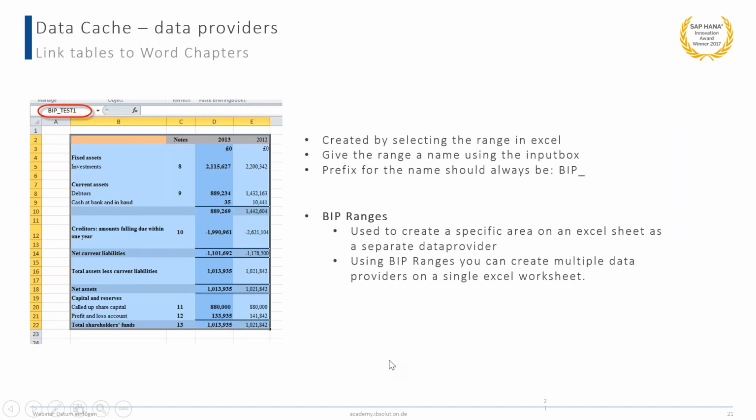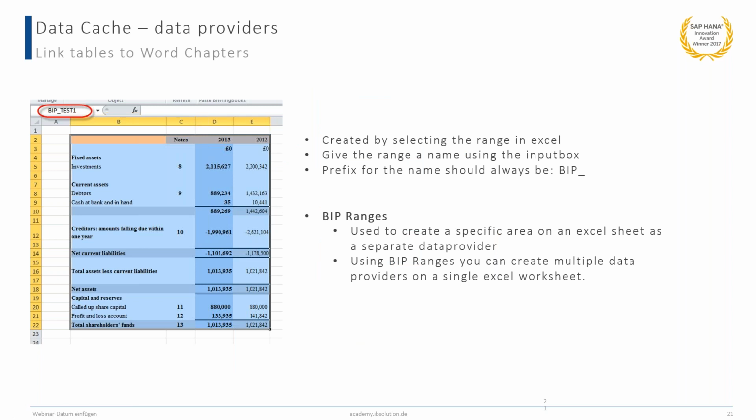Data caches. The most common output from a data cache onto a Word report is a table. So we are looking here at a balance sheet which has the node numbers and the data itself. The data itself, as we said, can be derived from various data sources. It can be a formula or a calculation. So in our data cache, it's up to us to decide what we bring over to the Word report.